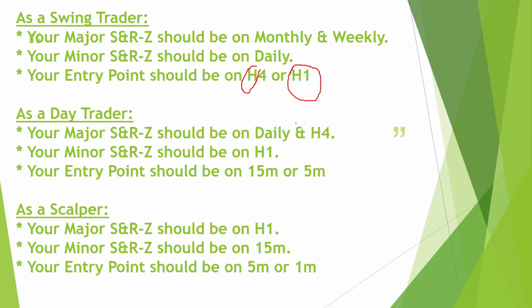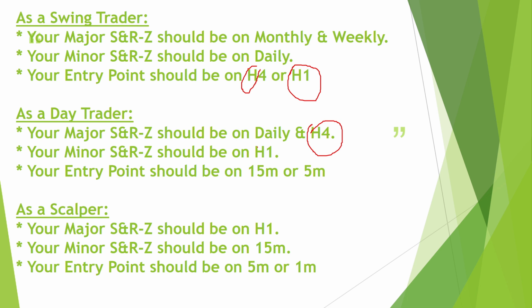As a day trader, your major support and resistance levels should be on daily and H4. And your minor support and resistance levels should be on H1, where you watch how the market reacts when it gets to those levels. If the market reacts funny and you don't understand it very well, you can close the trade, take partial profit, or close out some trades and leave some to run. Your entry point should be on 15 or 5 minutes as a day trader.